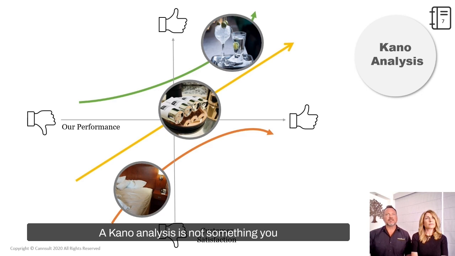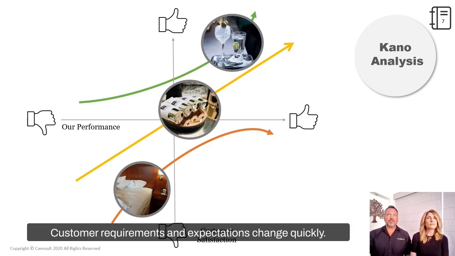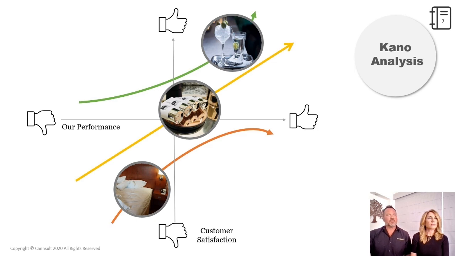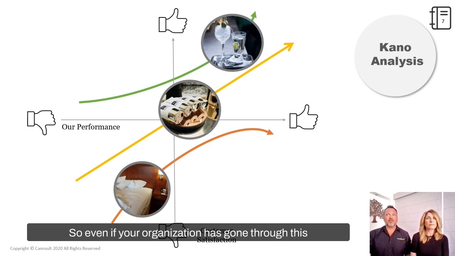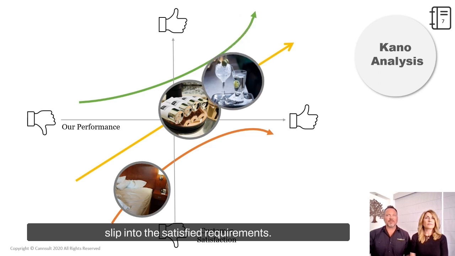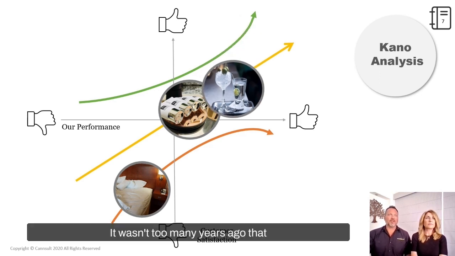A Kano analysis is not something you can do once every 10 years. Customer requirements and expectations change quickly. So even if your organization has gone through this analysis recently, your team may want to repeat it. For one thing, features or capabilities that were originally delighters have a tendency to slip into dissatisfier requirements. It wasn't too many years ago that having Wi-Fi access was a true luxury. Now it's expected to be available for free everywhere we go.